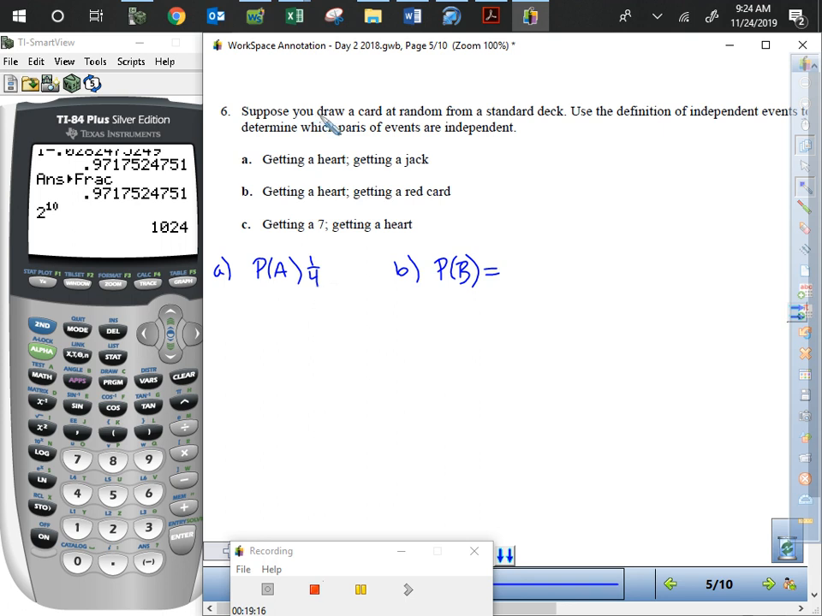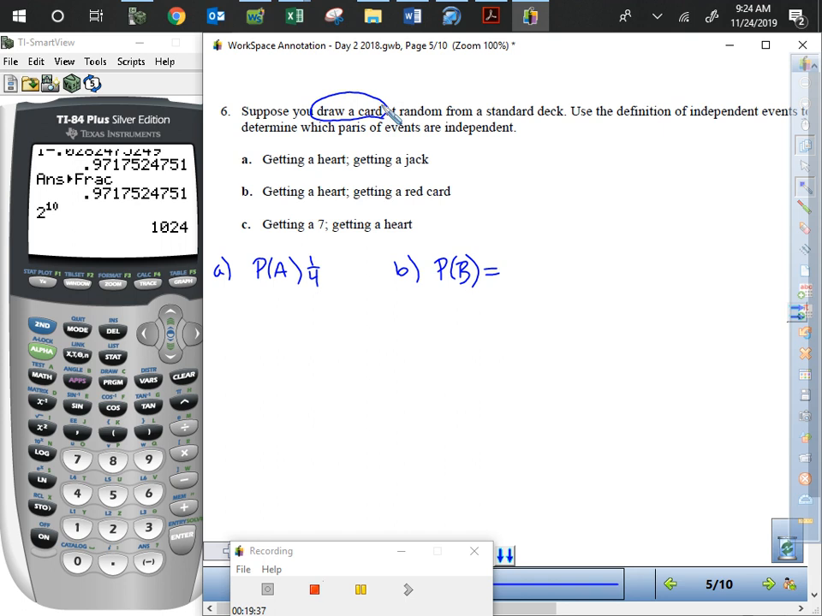Now here, it's saying drawing a card at random from a standard deck, and it really doesn't say whether we are replacing these or not. So it's really important that that's specified. Here, drawing a card at random, we're only looking at one card. We want to know if we get a heart, does that make it more or less likely that we get a jack? So we're talking about the same card here, not two separate cards, if that makes sense.